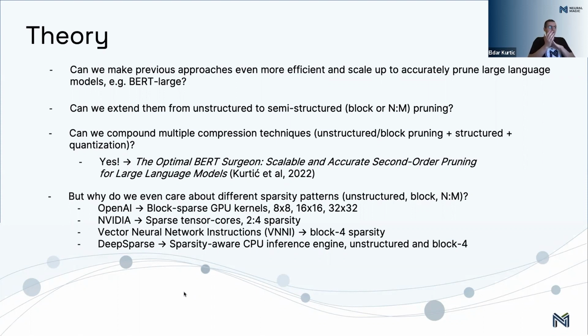And then at the end, we have our own inference engine, which is a sparsity-aware CPU engine called DeepSparse. And here we actually support any kind of sparsity. So any kind of sparsity that you can impose on top of your model, you can leverage for actual speedups in DeepSparse.